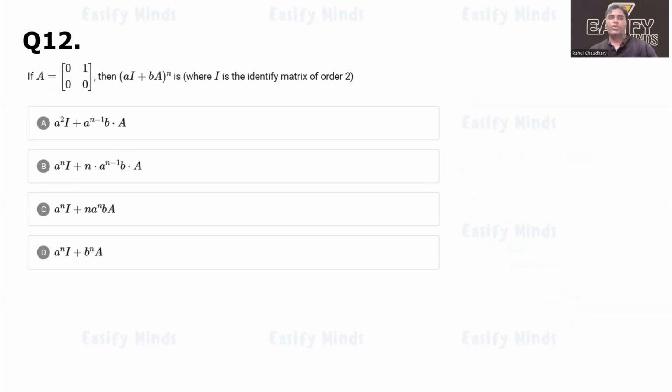A is given as [[0, 1], [0, 0]], and we need (AI + BA)^n, where I is the identity matrix of order 2. Yes, that's all. A is given and (AI + BA)^n. So what do we have to tell here? Let's see how to do this one.